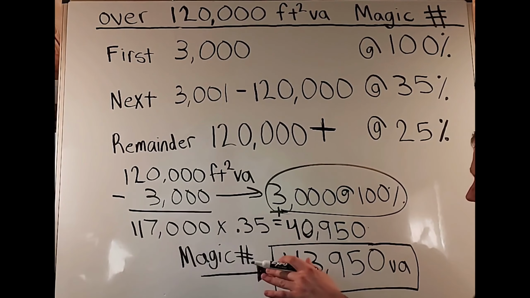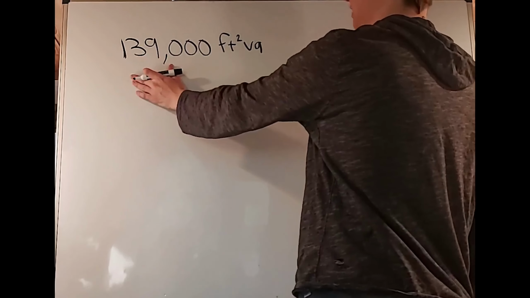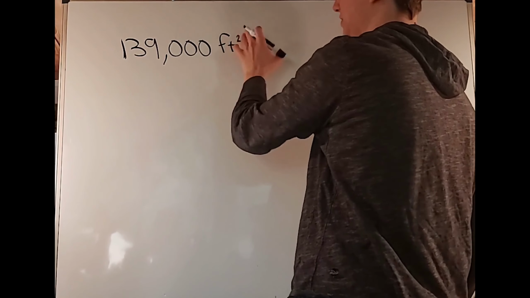Okay, so now let's look at an example with a bigger number. I'm going to erase all this, so if you need to write anything down, now is the time. So let's say we have 139,000 volt amps per square foot. I'm just going to label it like this. We have the foot squared volt amps.